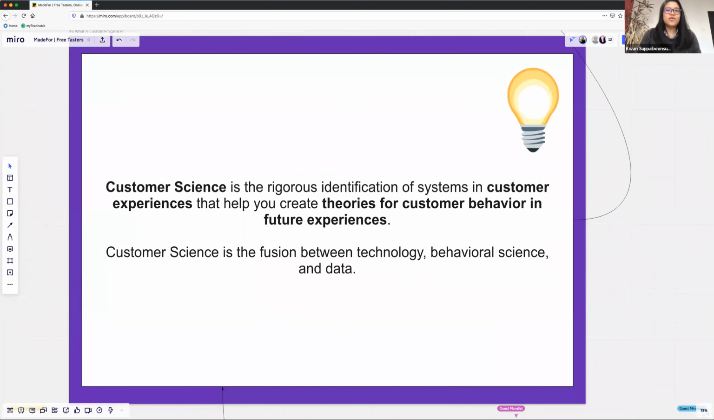So yeah, customer science is a trifecta between the different fields of technology, behavioral science, and data. You can also say that it's data science, marketing, and business, but overall it's a rigorous identification of systems and customer experiences that can help you better serve your customers.